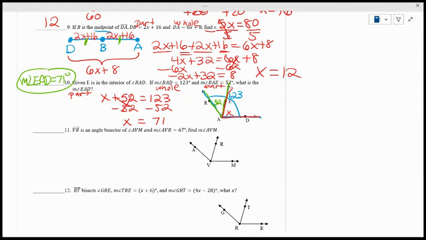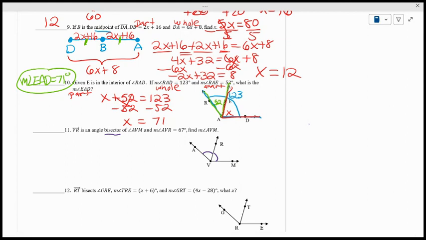Number 11. VR is the angle bisector. Bisect means to cut something, but bisector specifically means to cut something in half. So it says that VR, this ray that I just traced in purple, cuts it in half. So that means that this side is congruent to this side. So we use arc marks to show congruence. I gave them both one arc mark.